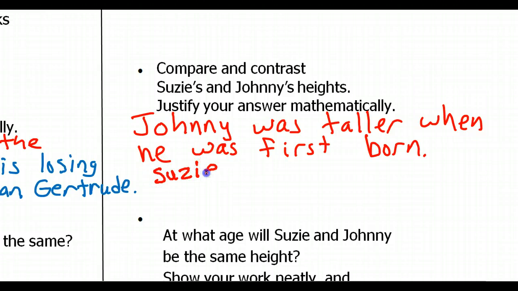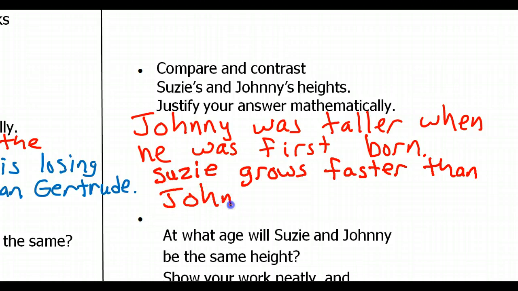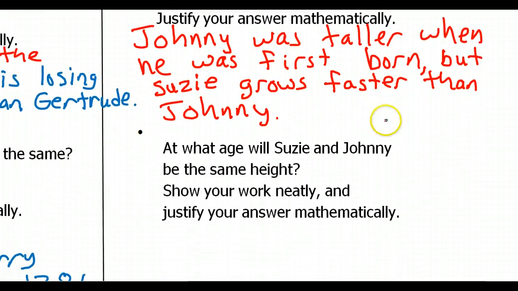Susie grows faster than Johnny. Okay, so Johnny was taller when he was first born, but Susie grows faster than Johnny. I think I'll even put a but in there. One nice sentence. Now, at what age will Susie and Johnny be the same height? Show your work neatly and justify your answer mathematically.